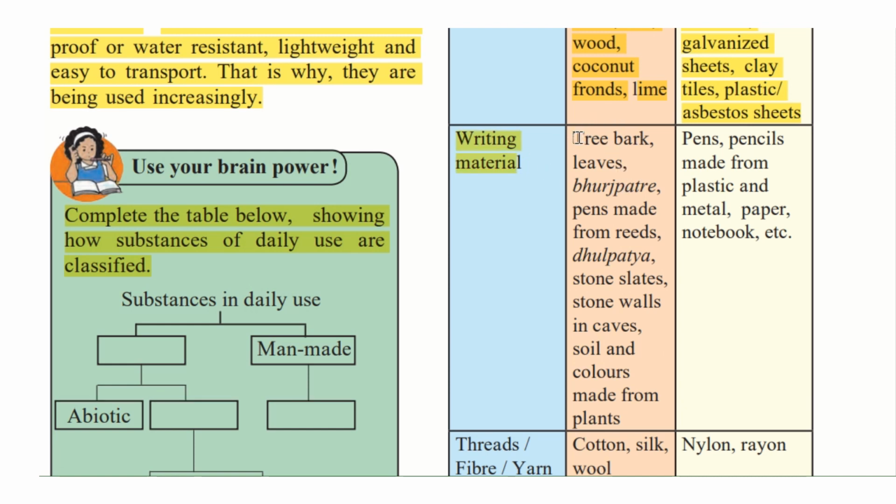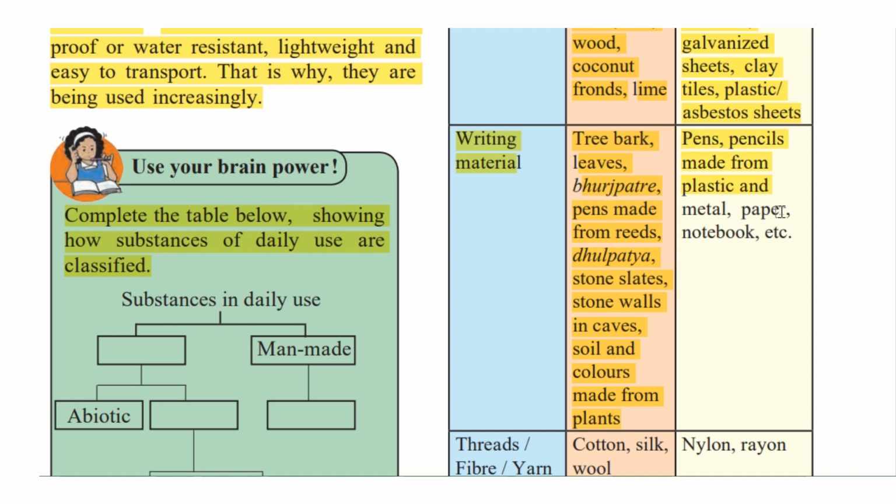So, natural materials that we use to make writing material are tree bark, that is the outer layer of the tree trunk. Okay, so that is called a tree bark. Leaves, then bhurja patra, that is again the bark of a tree from where you get. Okay, then pens made from reeds. Reeds are grass. Okay, then dhul patya, stone slates, stone walls in caves, soil, and colors made from plants. So, all these things are naturally available things that we can use for our writing material.